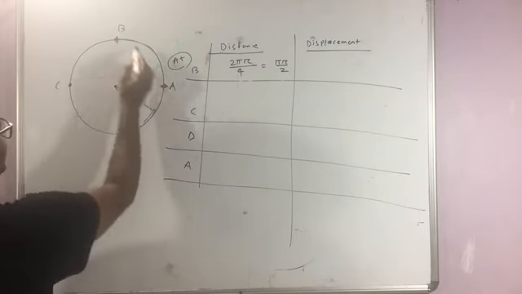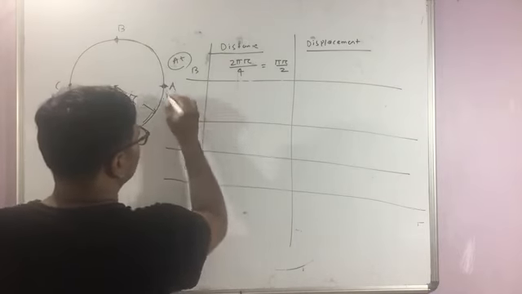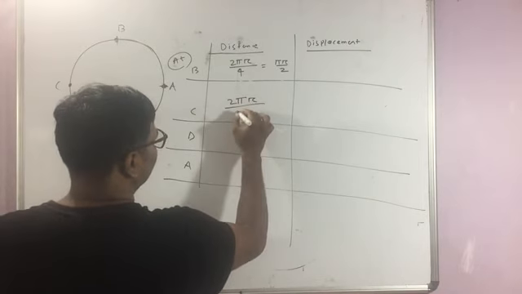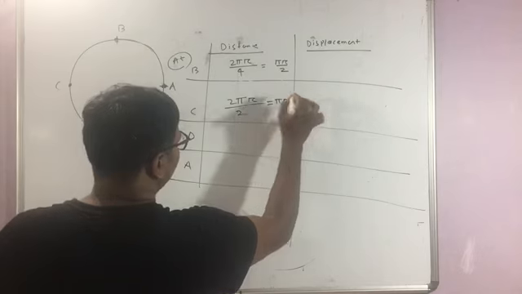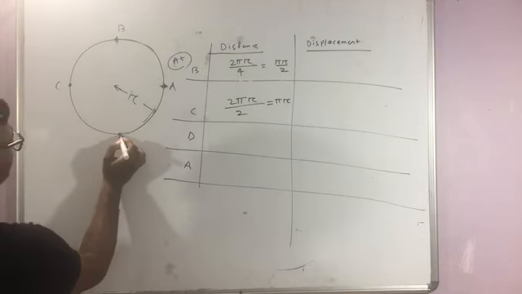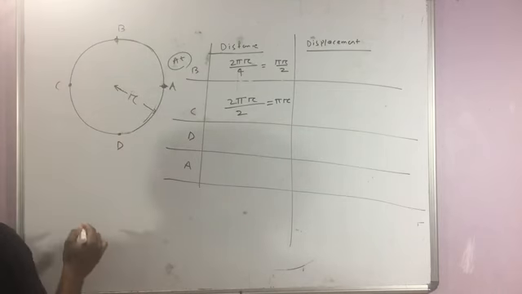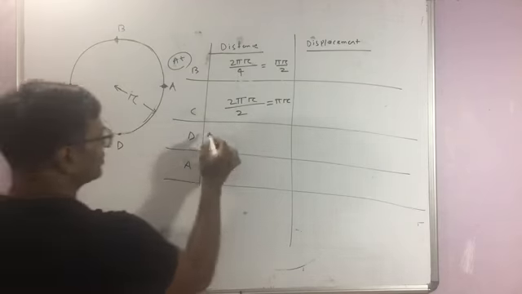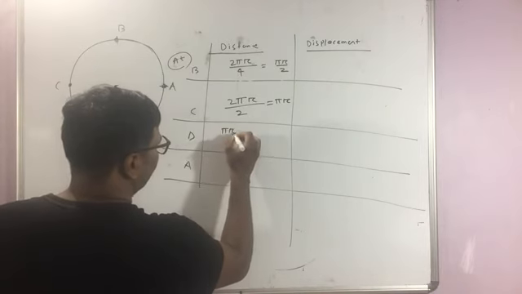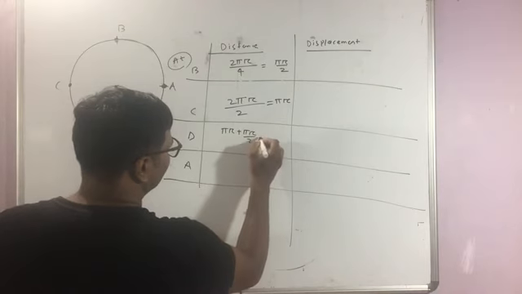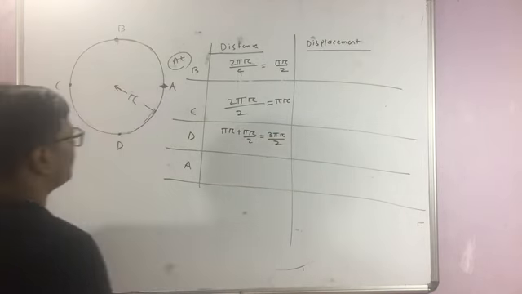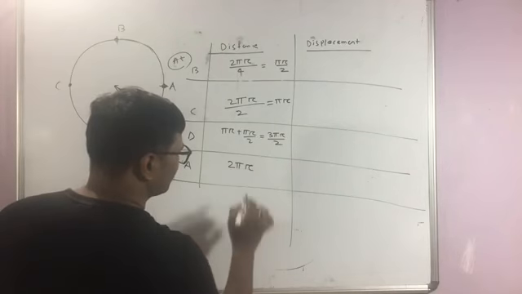Now at point C, it is half of the perimeter, so the distance would be simply pi r, or 2 pi r by 2, which is pi r. At point D, it is 3/4 of the perimeter, meaning this entire length is pi r and this is pi r by 2. So at D, it would be pi r plus pi r by 2, which is 3 pi r by 2. Now at point A, it completes the circular path, so its entire length will be 2 pi r.